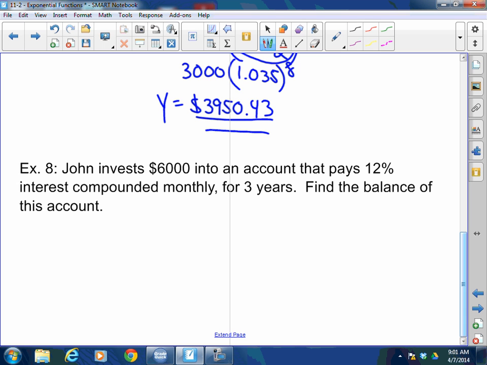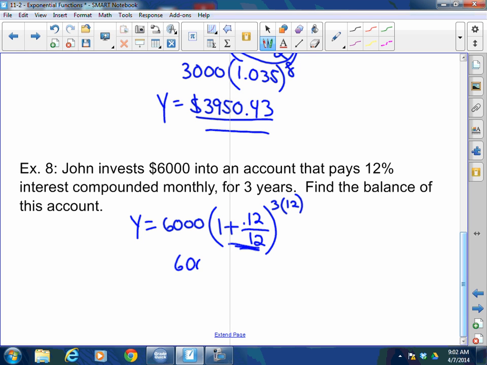John invests $6,000 into an account that pays 12% interest compounded monthly for 3 years. Find the balance of this account. So y equals A, my original amount, times 1 plus r, my interest, which is 0.12, over n, the number of payments, which in this case is 12, to the 3 times 12 power. I suggest you calculate this inside here first. 0.12 divided by 12 is 0.01.